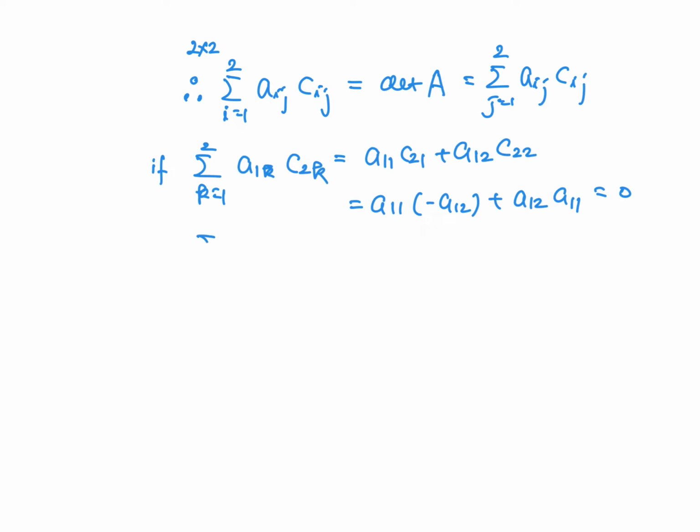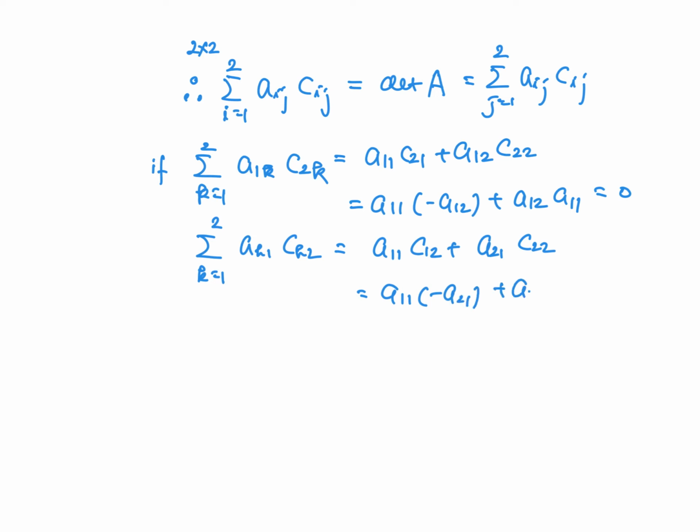Or Ak1, Ck2 case, A11 C12 plus A21 C22. A11 minus A21 plus A21 A11, right? Again, 0.